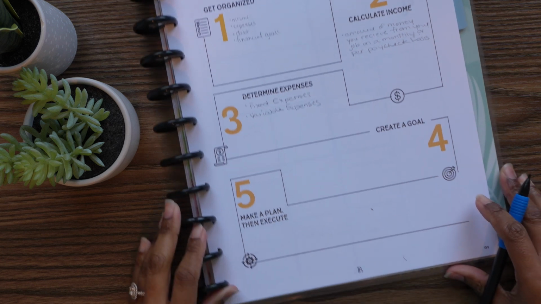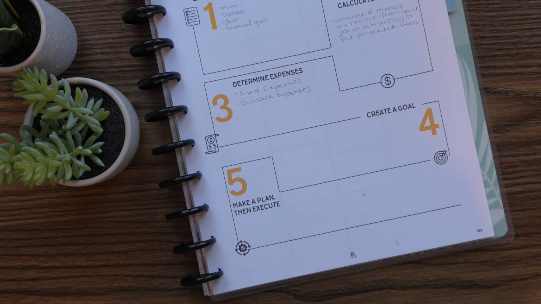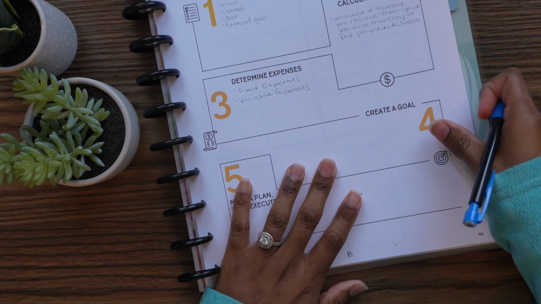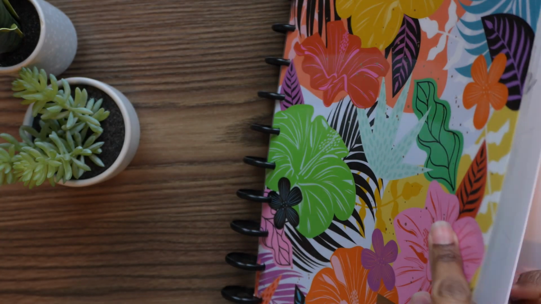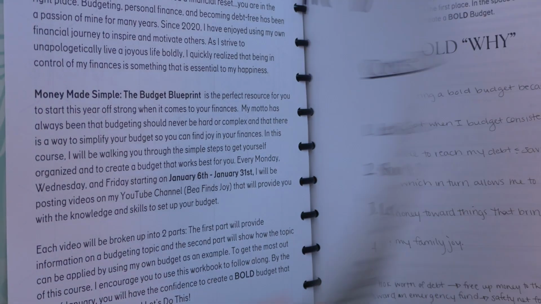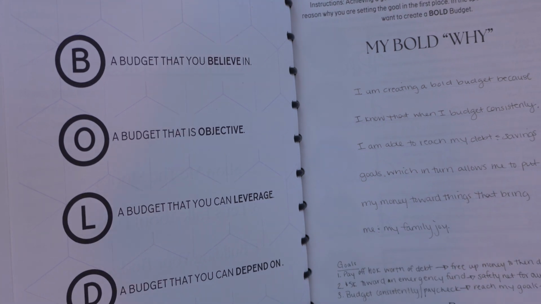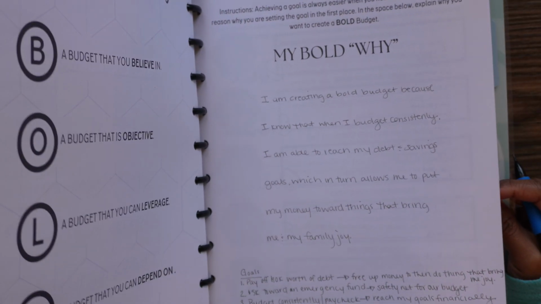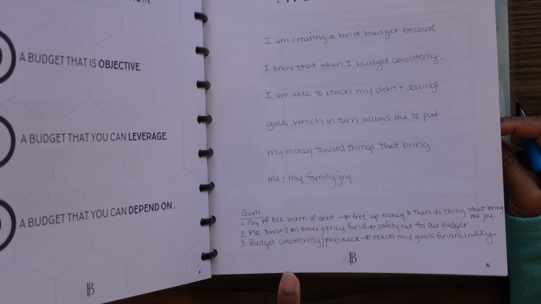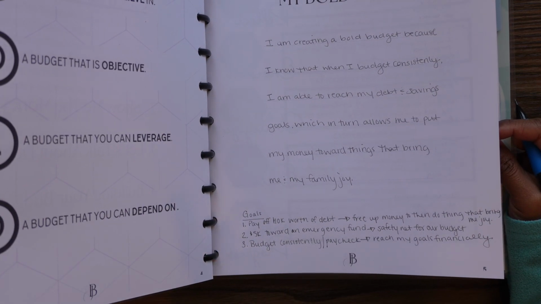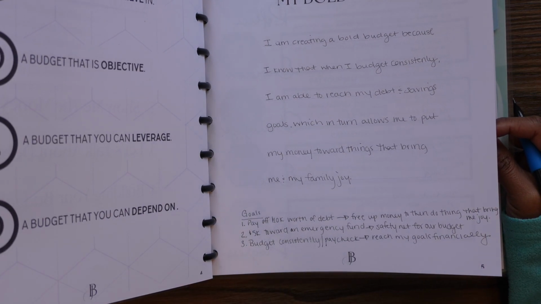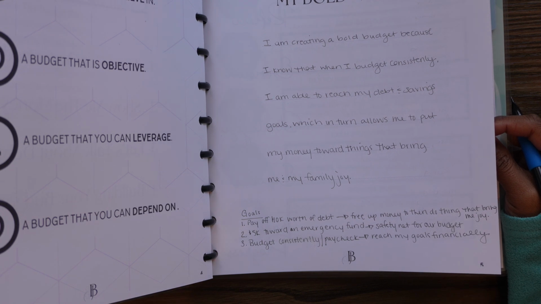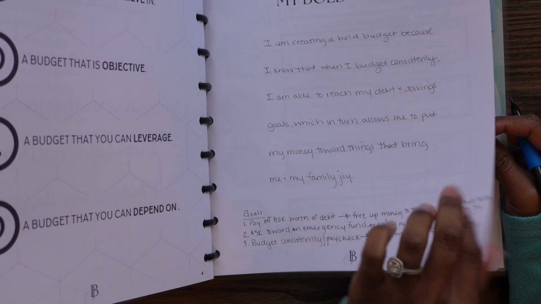All right, so the next one is creating a goal. So this one's really important, and it kind of gets you to think about your why. So in the beginning of this course, we talked about what our bold why is, why you want to create a budget, and this will help you to think about what your financial goals will be. I've actually listed my goals down here. So for me, it was pay off $10,000 worth of debt this year, $5,000 towards an emergency fund, and to budget consistently.